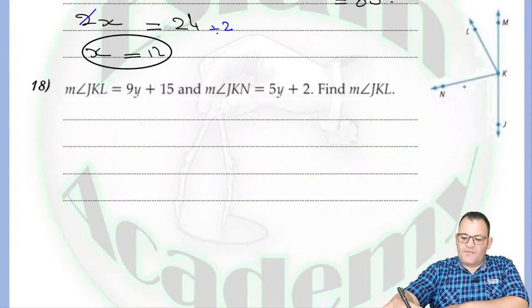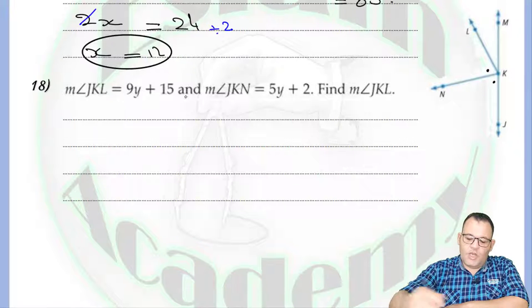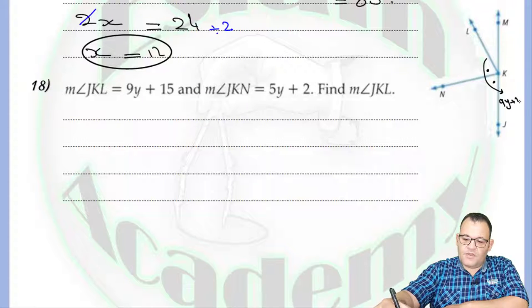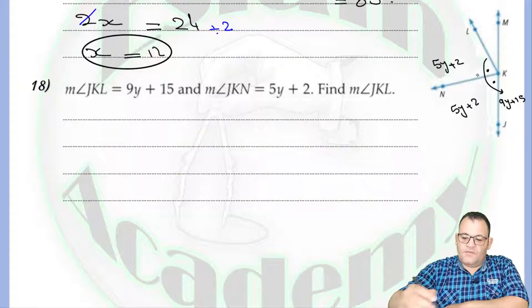In this problem, we have KN bisects angle JKL. It means we have two equal parts. The measure of angle JKL is 9y plus 15. All of this angle is equal to 9y plus 15. And the measure of angle JKN is equal to 5y plus 2. And also we can say that the measure of angle NKL is equal to 5y plus 2. We need to find the measure of angle JKL, all of this angle.